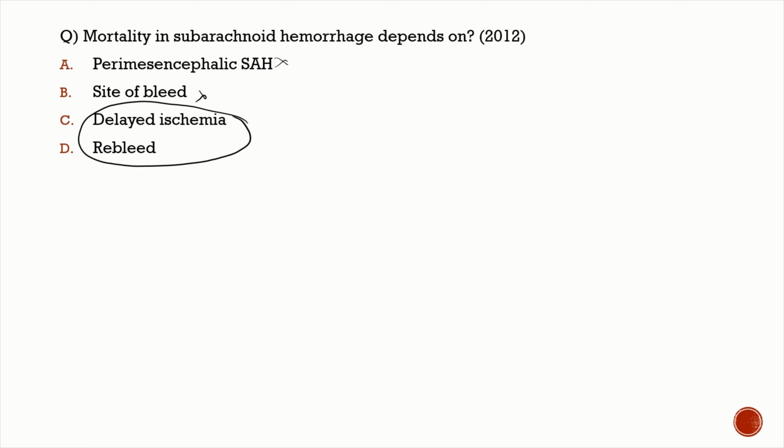So what option are you going to take? I think the best option over here will be rebleed. Because remember, rebleed has a mortality rate of 50%, which is significantly high. So it's between these two options, but I think you can go ahead and tick rebleed as an important cause of mortality in SAH.